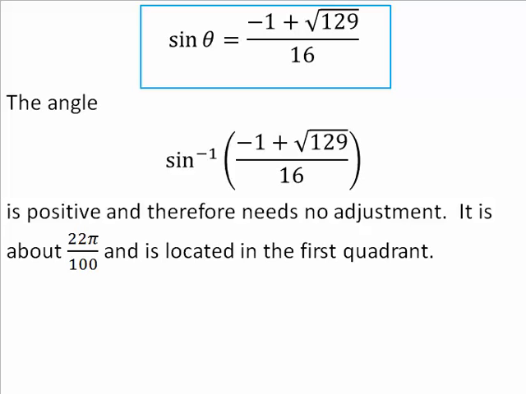Well, let's see. -1 plus radical 129 over 16, that's a positive number. So inverse sine of that algebraic expression is going to be a positive angle. So inverse sine of a positive number will be a positive angle. All right, so it doesn't need any adjustments. It will be a number between 0 and 2 pi, and in fact it's going to be in the first quadrant, and it's about 22 pi over 100.